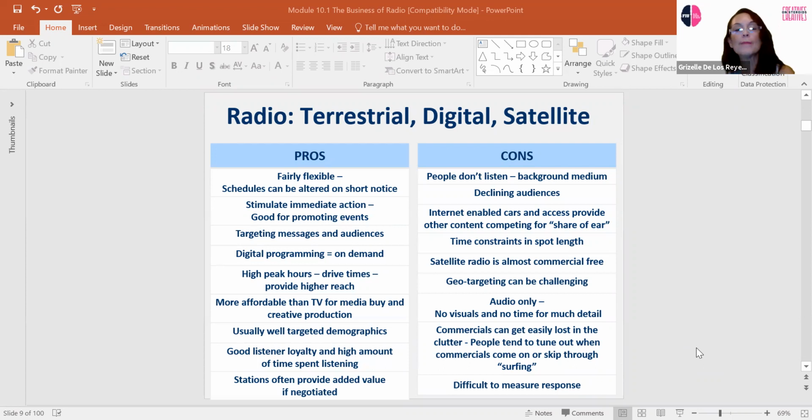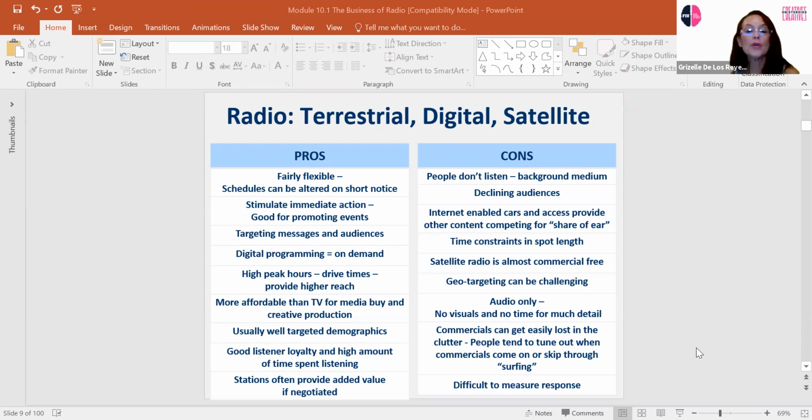So station management is always going to decide how they're going to price their inventory and how competitive they are in the marketplace. But, and again, I'm talking more in generalities, radio tends to be less expensive than television, because television tends to be more of a reach type of medium. Radio is more of a frequency medium.